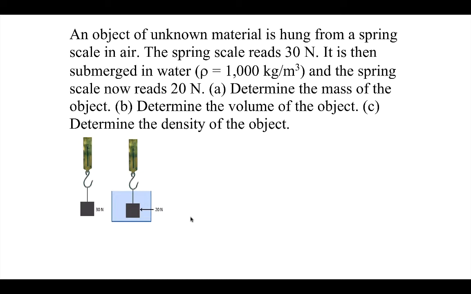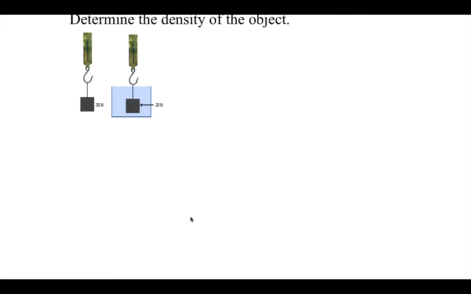So here I have an object of unknown material that I've hung from a spring scale, and that scale is showing a reading of 30 newtons. It's then submerged in water. Now the density of fresh water is about 1,000 kilograms per cubic meter. Once it's in there, suddenly that spring scale is reading 20 newtons. So we want to look at a couple of things like the mass of the object, its volume, and its density. We want to consider both situations here.